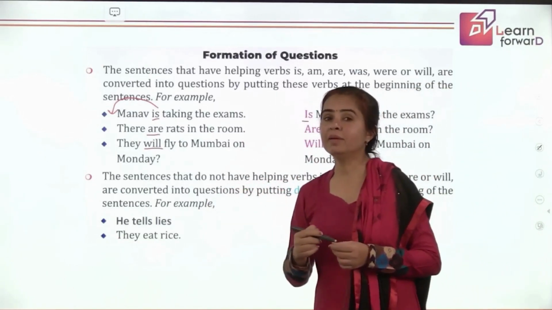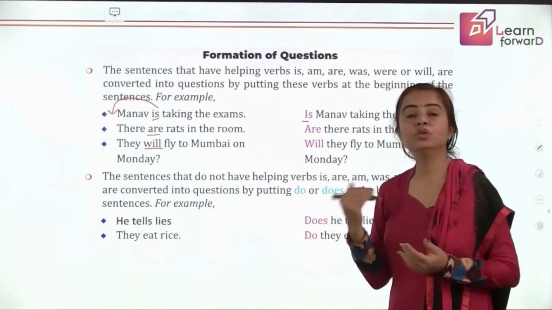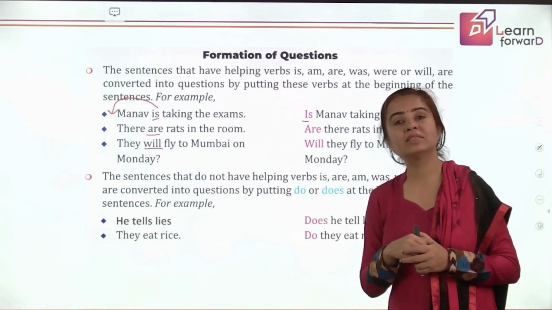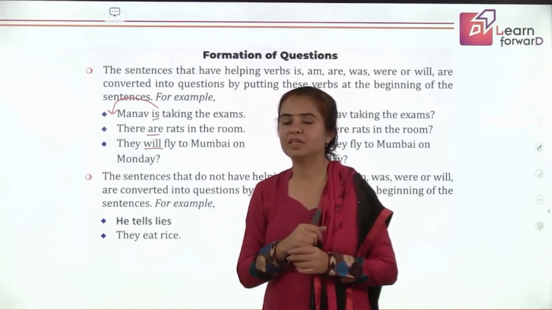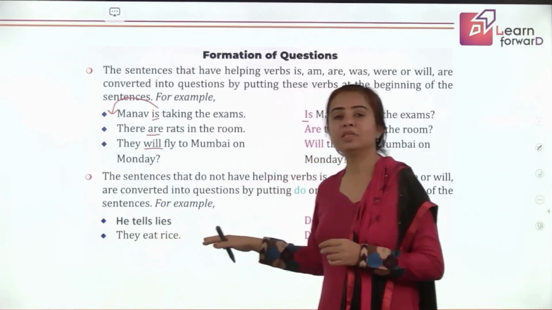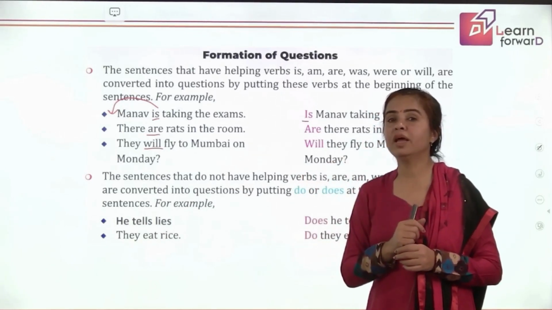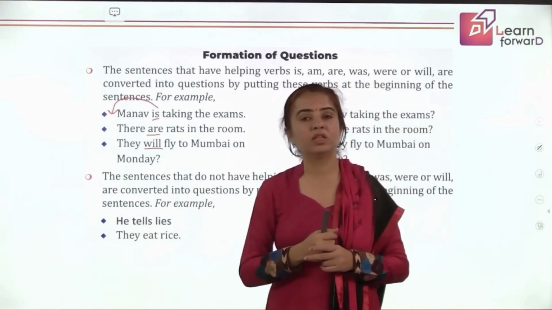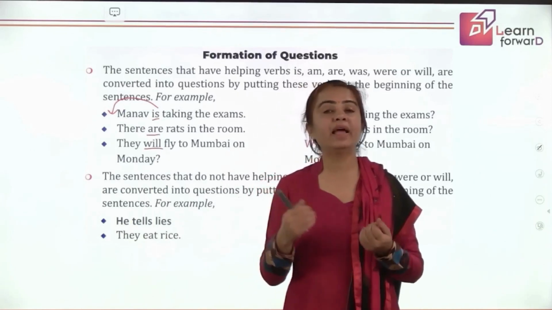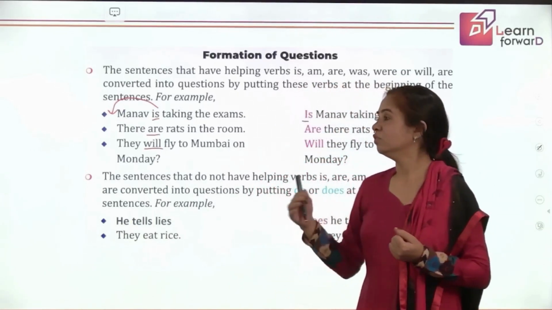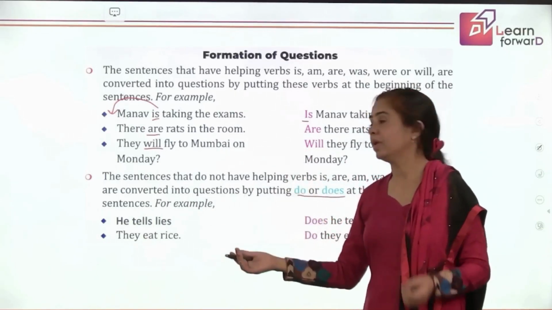Now, sometimes when there is no helping verb, we have to introduce the helping verb from our side. And this happens especially, we have done tenses, simple present tense and simple past tense. This happens in simple present and simple past tense, because there we have S or ES with the verb, and the helping verb is not there. So that helping verb we introduce from our side, which is do, does in present tense. And how do we do that? We'll take it to the beginning of the sentence.